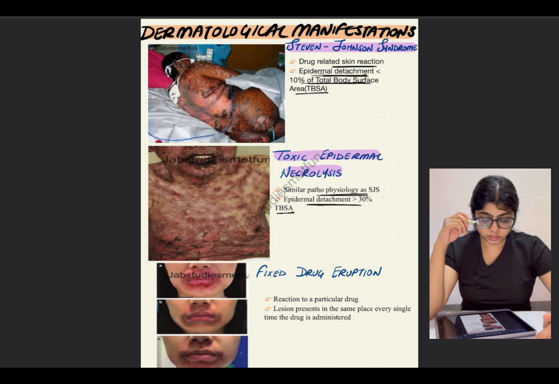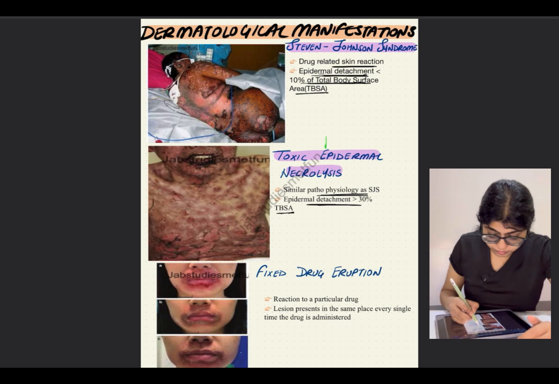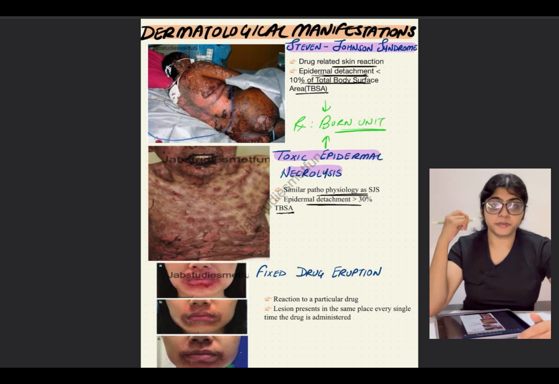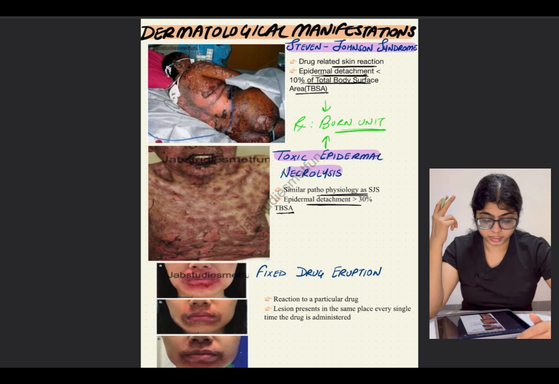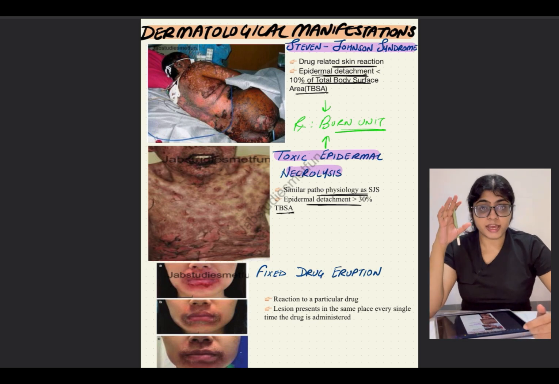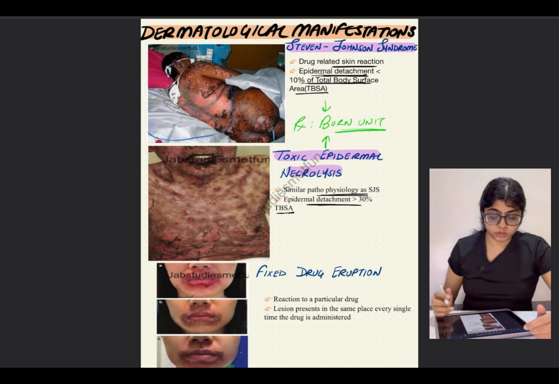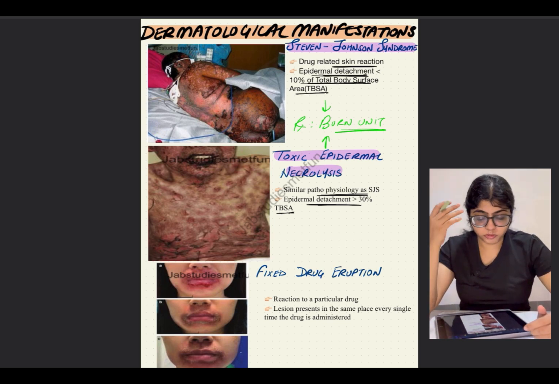And both of these conditions will be treated in the burn unit of a hospital. There will be debridement done, there will be proper dressing done of the lesions, and secondly, the drug which causes all of this has to be stopped immediately. Some patients might even need antidotes, or some patients might even need dialysis to clear that drug out of their system, so as to reverse the manifestations of the drug or at least make it better.